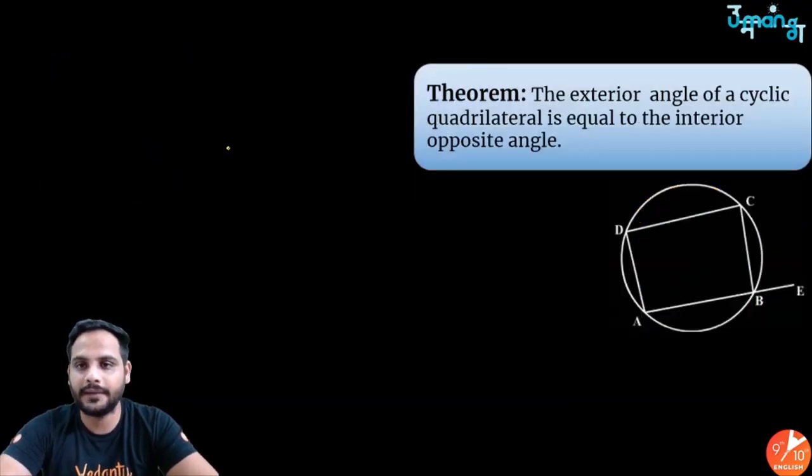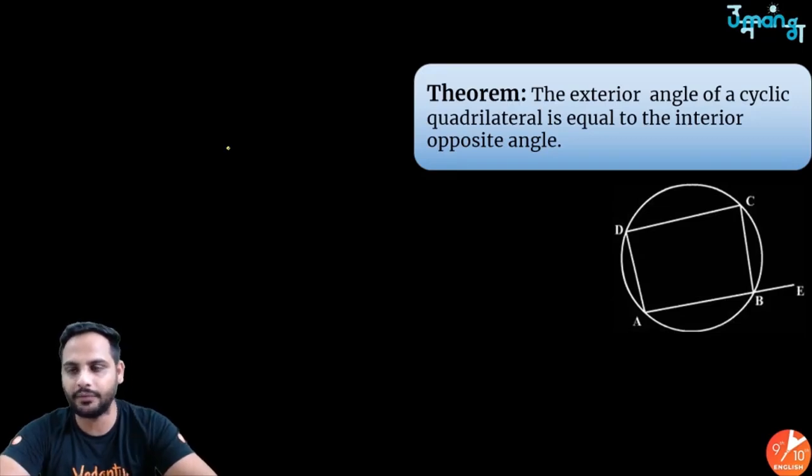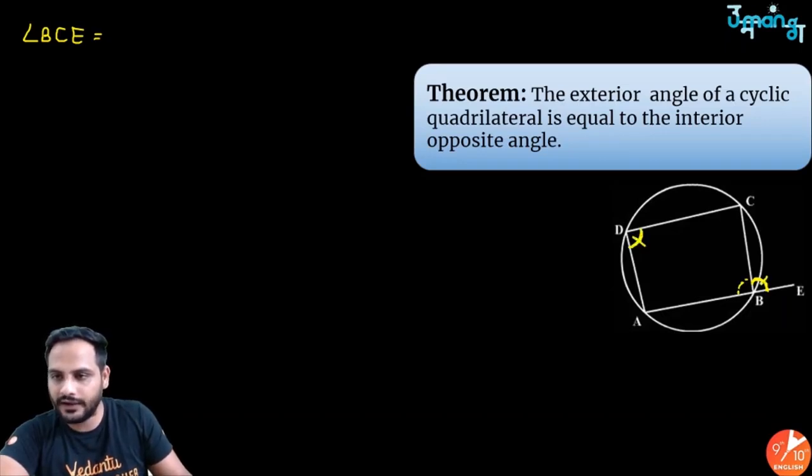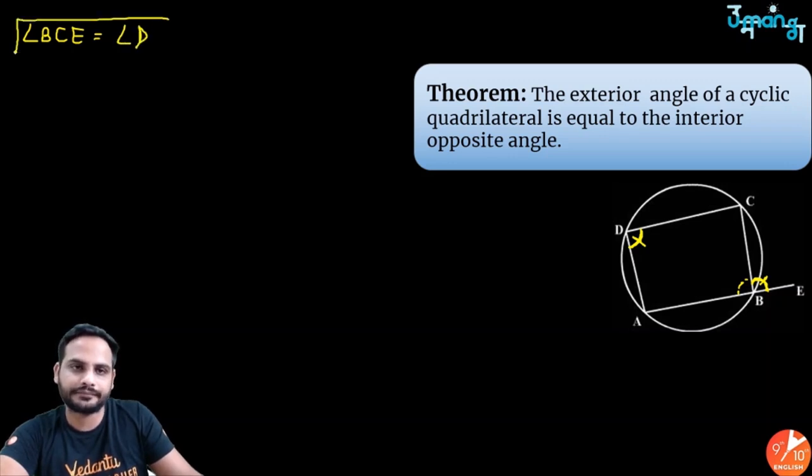Got it? Okay. The next part is the exterior angle of a cyclic quadrilateral is equal to the interior opposite angle. That is, the exterior angle will be this angle BCE. So angle BCE will be equal to the opposite interior angle. One interior angle is joined over here, the opposite interior angle is this angle. So this angle will be equal to angle D. How do we prove it?